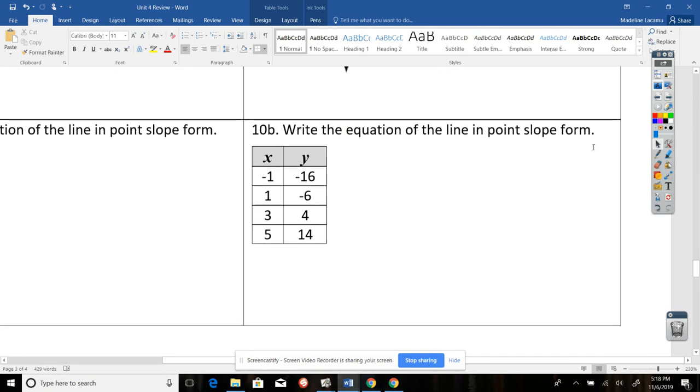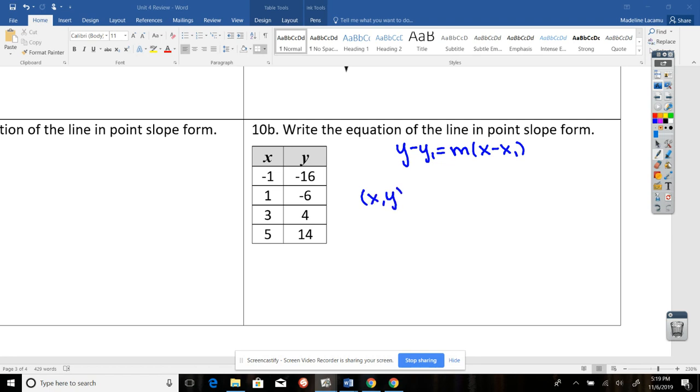For number 10, it wants us to write the equation in point-slope form from a table. So we're going to use our same equation: y minus y1 equals m times x minus x1. So first off, I need a point, and I need a slope. So slope of a table is change in y over change in x.